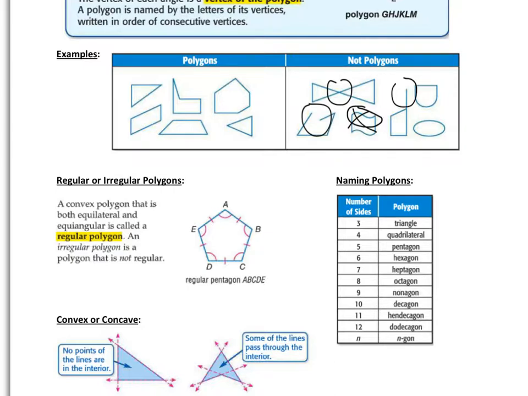Regular and irregular. Regular polygons means that they're equilateral and equiangular. Basically, all the interior angles are congruent and all the segments are congruent. That would make it regular. If they're not, they're irregular.